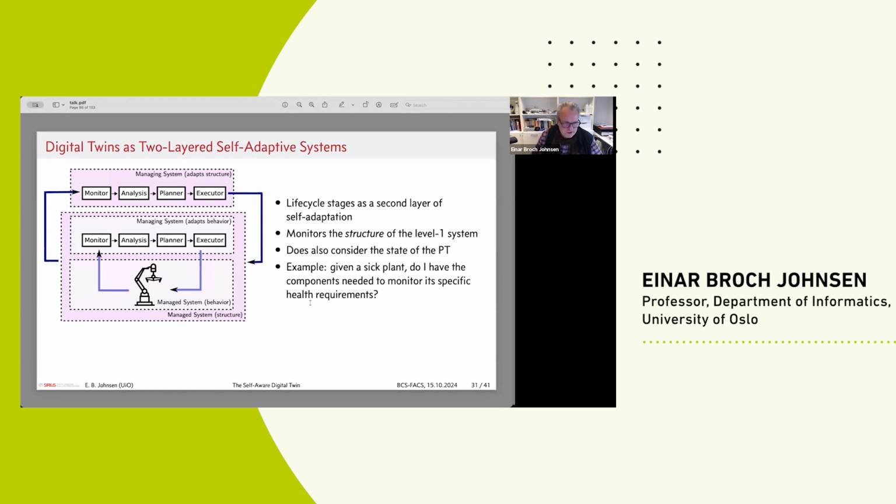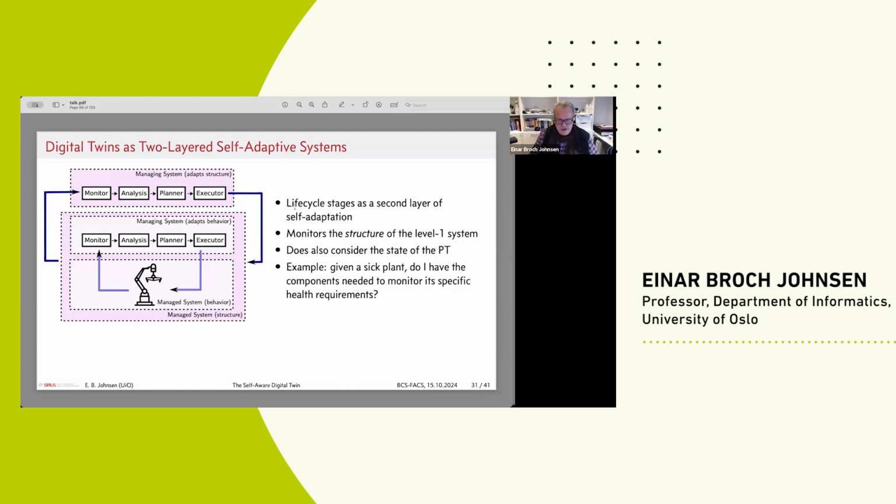But that means that when the plant changes from seedling to robust, or from healthy to sick, we're going to need to reconfigure not the managed system, the physical twin itself, but the managing system. So we're going to reconfigure the requirements we use to analyze the physical system, and also how we deal with them. So the frequency of watering, the targeted temperature in the greenhouse and so on, which means that we are now adding a second layer of self-adaptation. This is the layer of the digital twin controlling the physical system, and this is the layer of the self-adaptation of the digital twin to deal with the life cycle changes in the physical system.